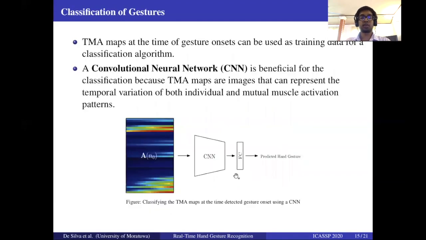Another important part of our algorithm is the classification of these TMA maps into different gestures. TMA maps at the time of the gesture onsets can be used as the training data for a classification algorithm. And since there is an image-like nature to the TMA maps that can represent the temporal variation of both individual and mutual muscle activation patterns, we can use a powerful computational tool called a Convolutional Neural Network, or CNN, to classify our TMA maps according to their gestures. Here in this picture, you feed a TMA map to a trained CNN to extract its features, and then using a fully connected neural network, we can predict the hand gesture.